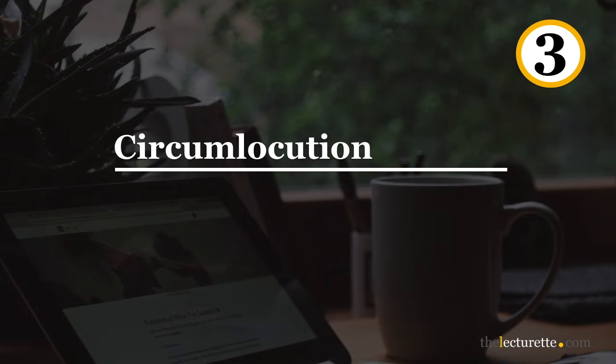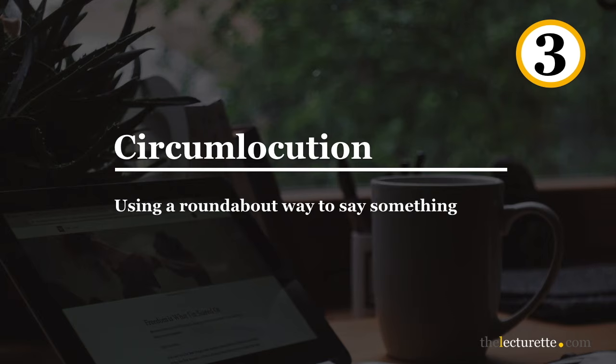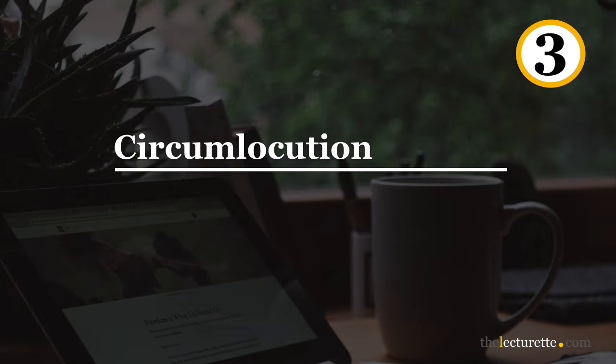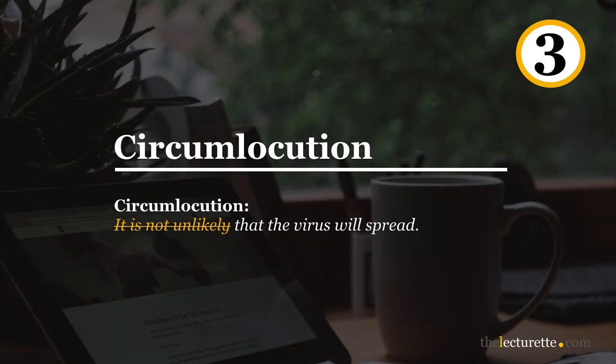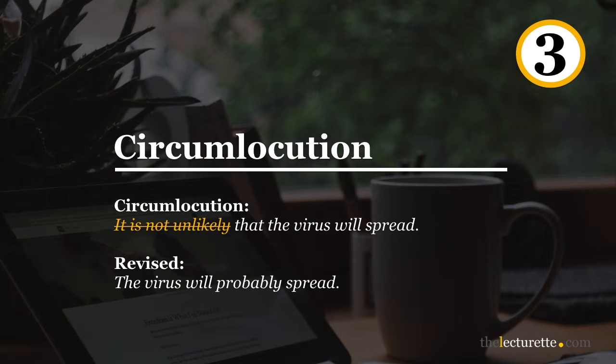A third way to eliminate wordiness is to avoid circumlocution. Circumlocution means using a roundabout way of saying something. Like here. It's not unlikely that the virus will spread. The phrase, it's not unlikely, is an example of circumlocution, because the same meaning can be expressed by saying, the virus will probably spread.